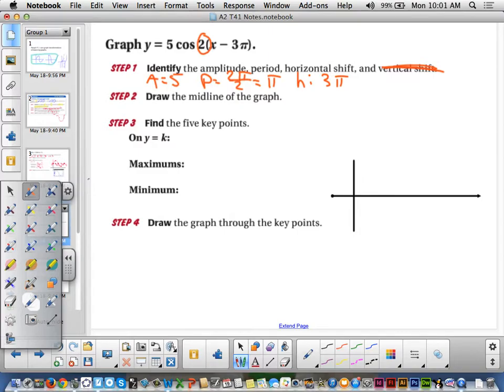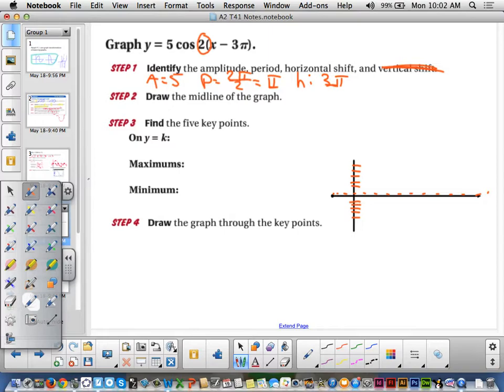So we'll ignore that. Now, in this case, we're going to want to shift everything to the right 3 pi. However, since our period is pi, we're going to shift in a multiple of the period. So everything is going to shift back onto itself anyway. So we're going to actually ignore the horizontal shift as well. All right, we'll draw the midline. There's no vertical shift, so the midline is right on the x-axis. We're going to go 5 above and 5 below.